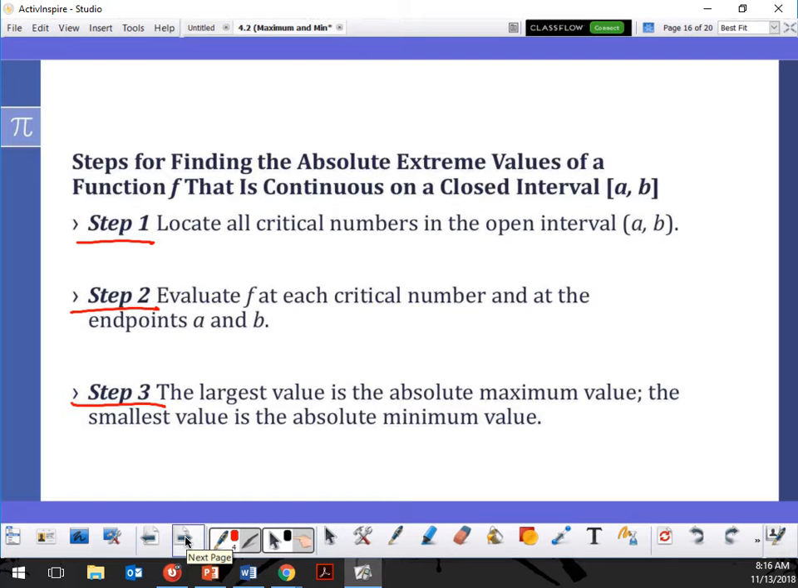Step 1, locate all critical numbers in the open interval from a to b. So take the first derivative, set it equal to 0. Step 2, evaluate f at each critical number and at the endpoints a and b. The endpoint could be a max or it could be a min. Step 3, the largest value is the absolute maximum value. The smallest value is the absolute minimum value.